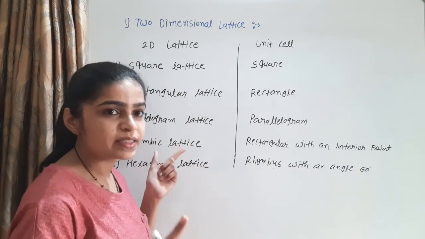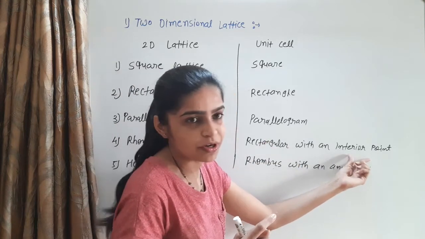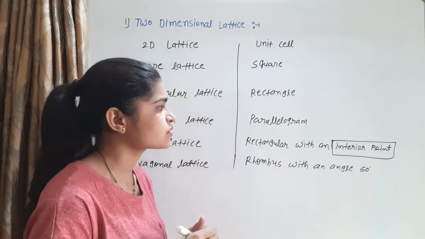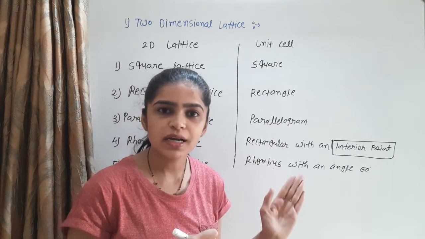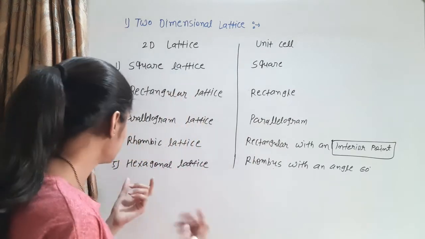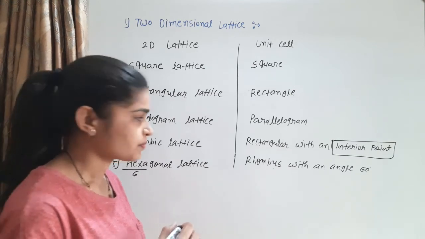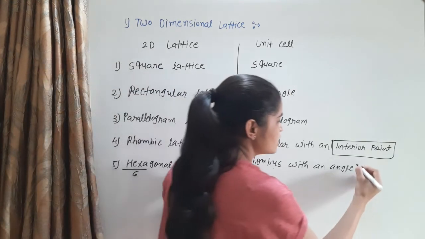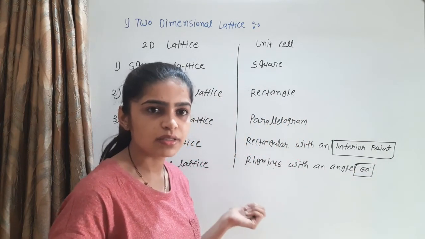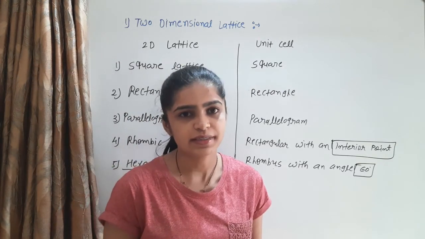Then the rhombic lattice: its unit cell is rectangular but with an interior point. Previously we discussed that an interior point present means a centered lattice and an interior point absent means a primitive cell. Fifth, the hexagonal lattice. Hexa means 6. Its unit cell is a rhombus with an angle of 60 degrees. This is known as the hexagonal lattice. So this is all about the two-dimensional lattice. Thank you.